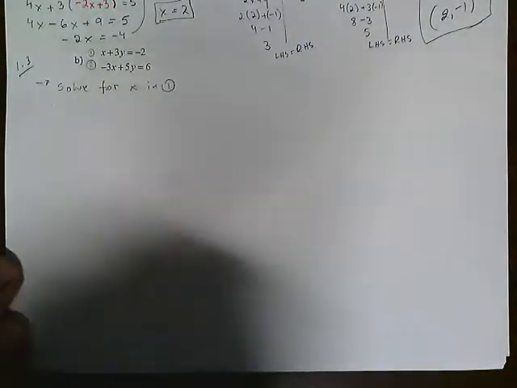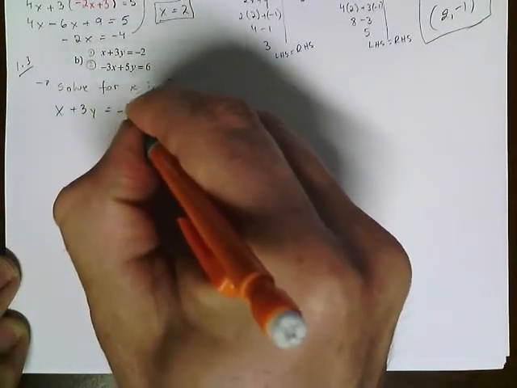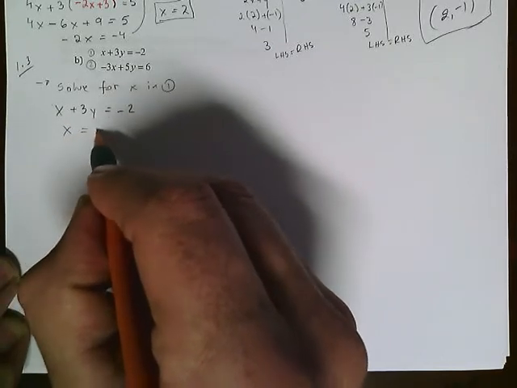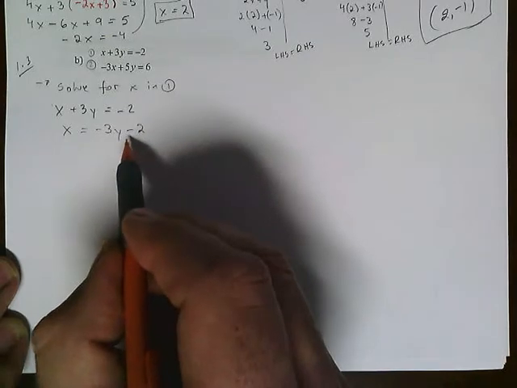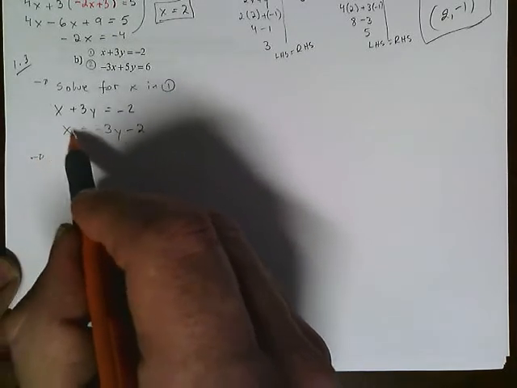So you go x plus 3y is equal to negative 2. I just bring this term over to this side. x is equal to negative 3y minus 2. Okay, so you have that here. What are we going to do next? What do we do with this isolated one?